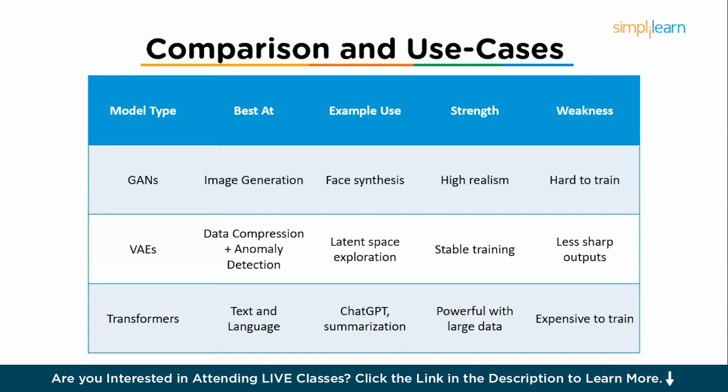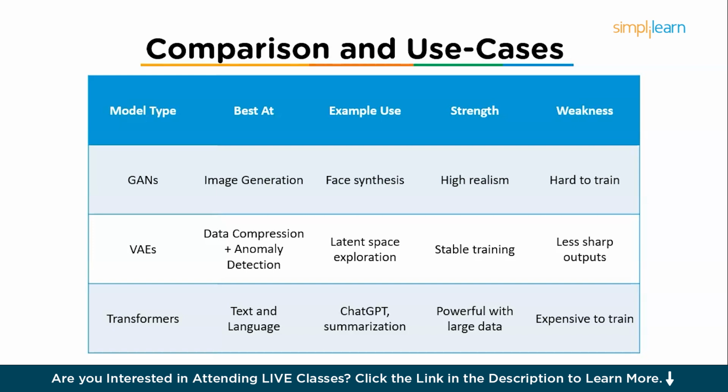Then we have a comparison and the use cases. So the first one is GANs, and it is best at image generation. And then we have an example use, that is the face synthesis. And the associated strength is high realism, and the weakness is it is hard to train.